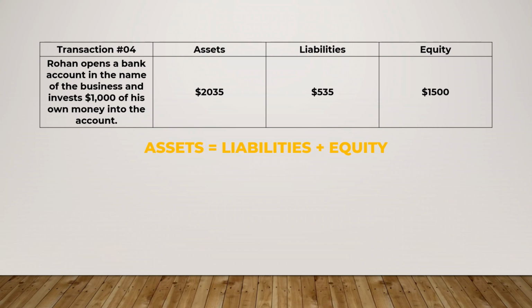Since Rohan invests $1,000 in the business, assets equivalent to $1,000 will be added. At the same time, since Rohan pays it himself, the owner's equity will also go up by $1,000. And there are no liabilities created for this transaction.